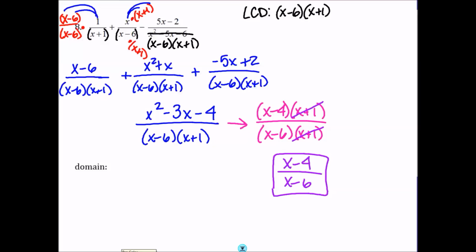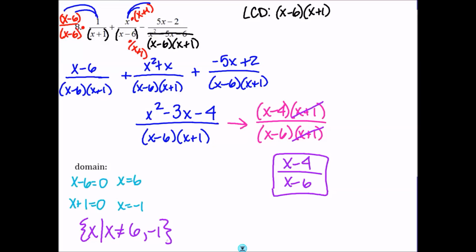Remember when we write the domain to just use the LCD. So we end up with x equals 6 and x equals negative 1 as our domain restrictions. And our domain is x, such that x cannot equal 6 or negative 1.